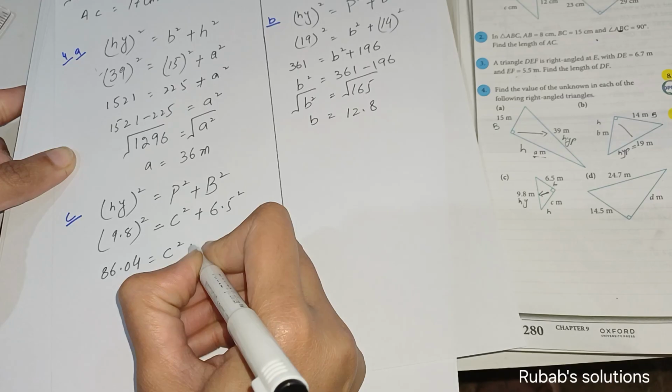Okay, moving towards question number 4. Again there are some given triangles and we have to find the values of the unknowns. So first of all we will identify where the hypotenuse is. This is the hypotenuse.